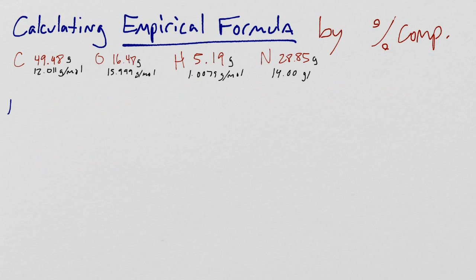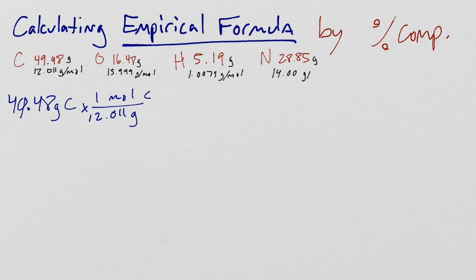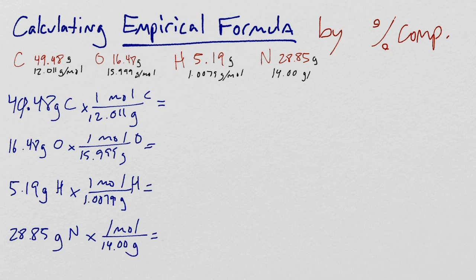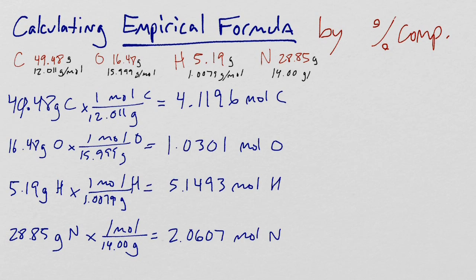We have 49.48 grams of carbon, and every 12.011 grams is 1 mole of carbon. So we want to know how many moles of carbon we have. We have 16.48 grams of oxygen. So let's figure out how many moles that is. I won't make you watch me write the rest of those. And now we can calculate that, and we get our mole information.